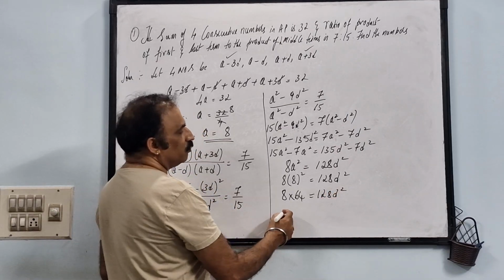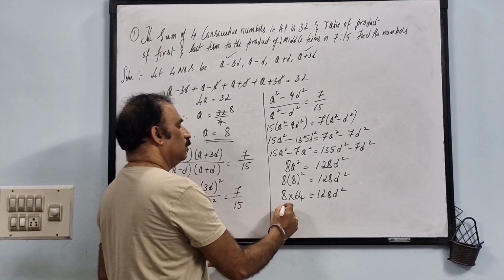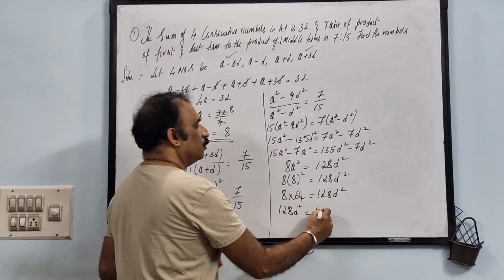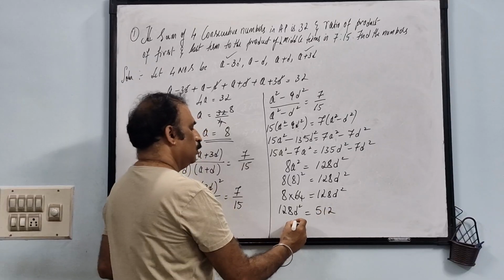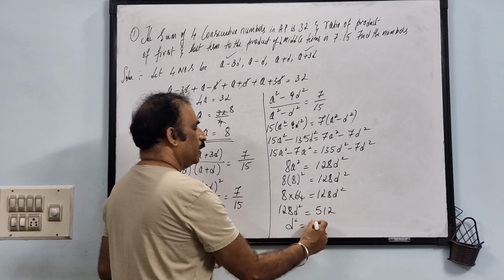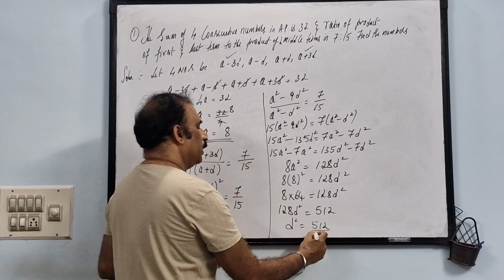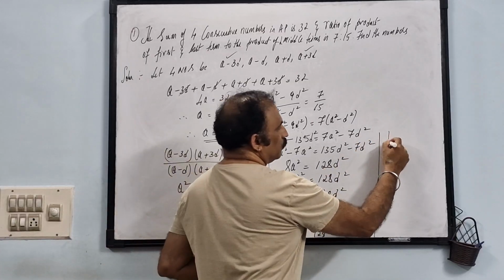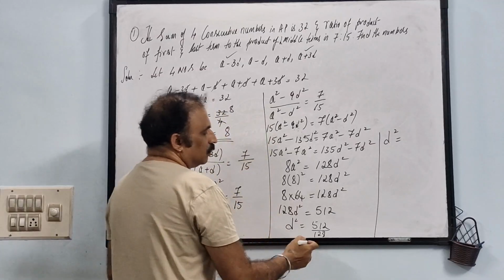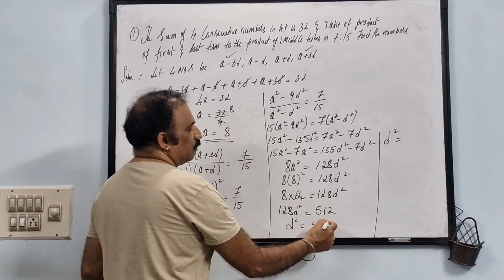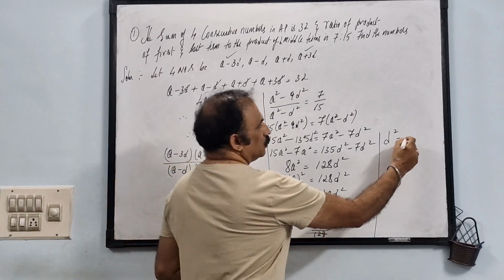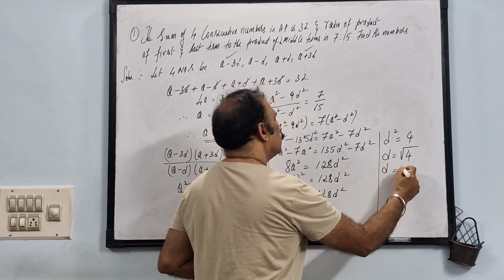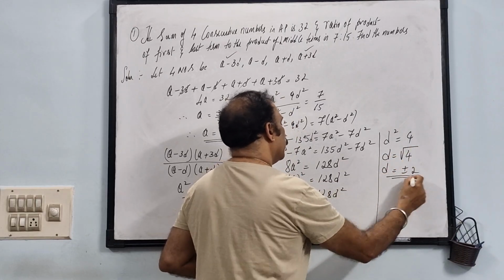Now whatever you find out, always keep it on the left-hand side and then do the product. 128 d square is equal to 64 into 8, which is going to be equal to 512. So d square is equal to 512 divided by 128. Now further, when you cancel it, 128 ones are 128, 4 times, so it is going to be 4. So d square is equal to 4, d is equal to square root of 4, so the d value is going to be equal to plus or minus 2.